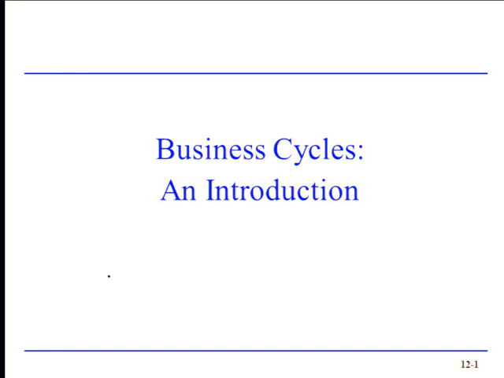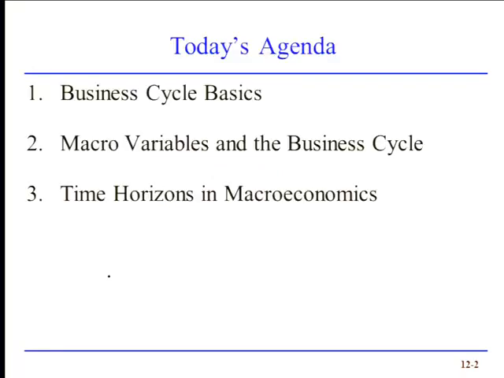Now, your author of the textbook refers to these as business cycles. I don't like that terminology because cycles has this tendency to imply something that is very regular and uniform. And business fluctuations are neither regular nor uniform. So in most cases, I'm going to refer to this as business fluctuations unless I slip into a bad habit and call it a business cycle.